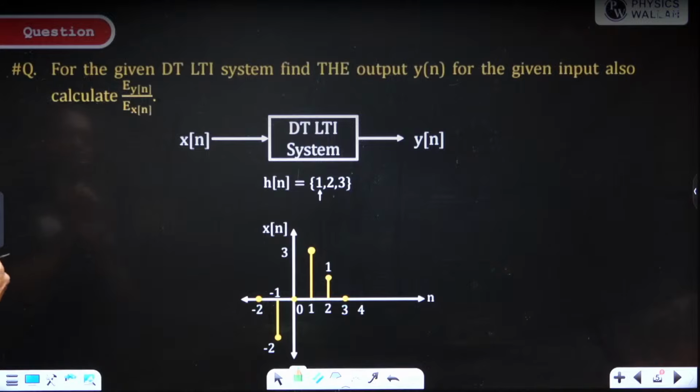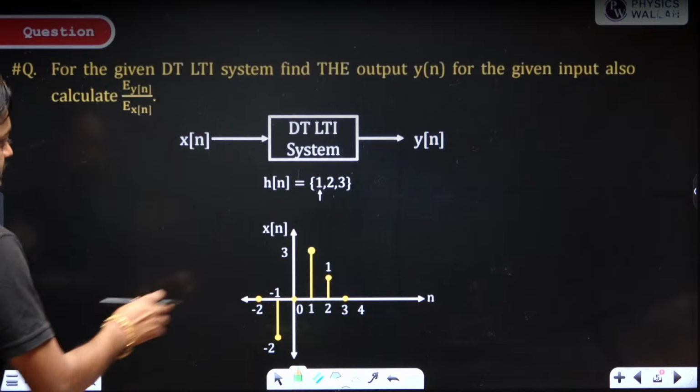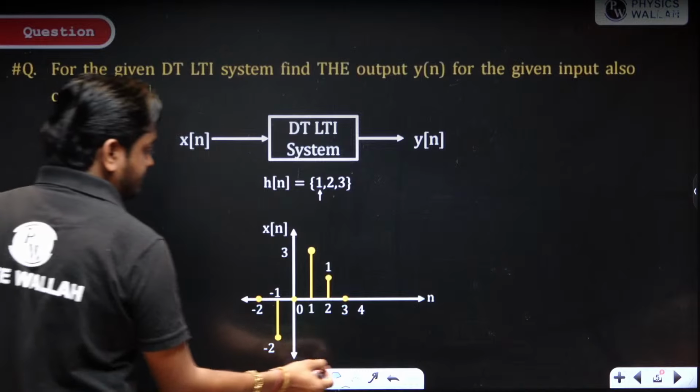Again, see, for the given discrete LTI system, find the output y of n for the given input. Also calculate the ratio of energy of output signal to the energy of input signal. So the input signal is given, h of n is given. So let us see the solution.